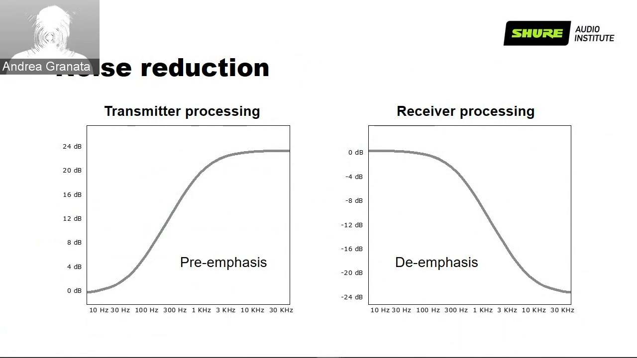The overall result is that we have linear audio, but the high frequencies traveling over RF have been traveling very much boosted. They eventually can catch some noise, but then there is a 21 dB reduction that will reduce the noise accordingly.